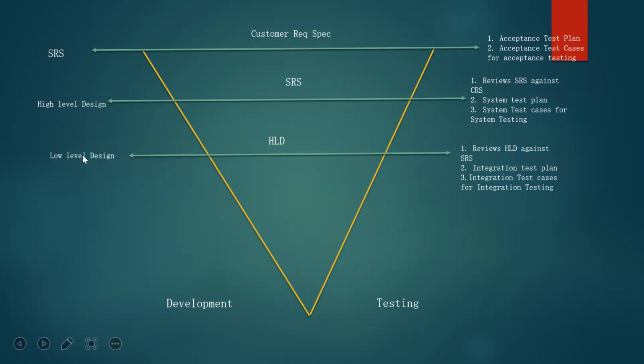Okay, so low level design is a very detailed design of each and every module of your application. This is the difference between high level and low level. They will be comparing it with the SRS and also the HLD. I have missed that: it reviews the LLD against the SRS and HLD. I'll update this and send it to you.